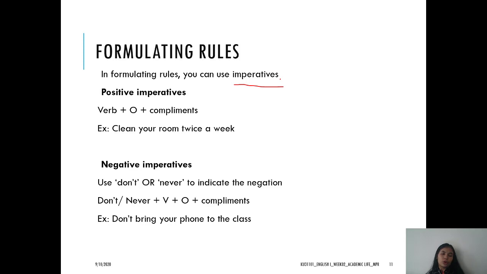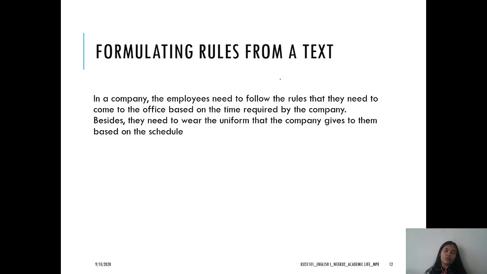You put don't or never to indicate the negation. So for example, don't or never plus verb 1 plus object plus the complements. So the examples over here are: clean your room twice a week, or don't bring your phone to the class. So these are some of the examples of rules in academic life.